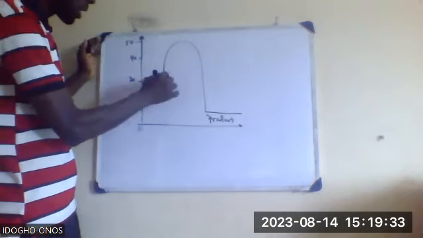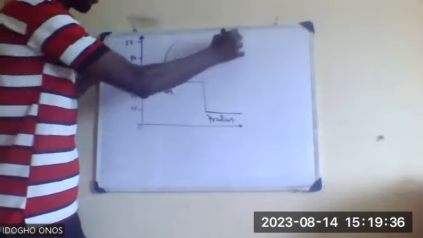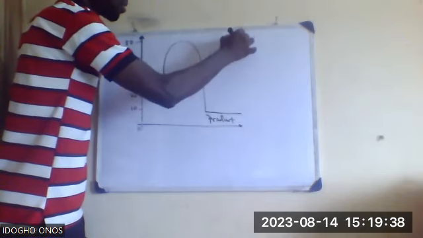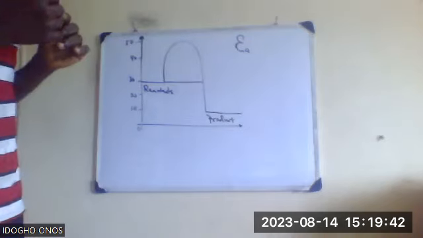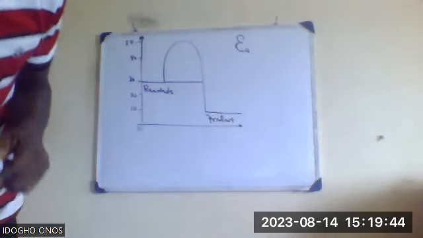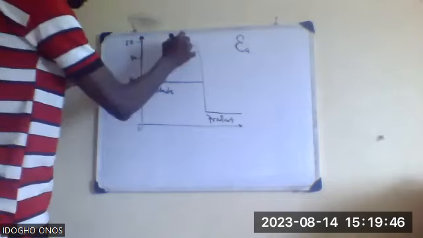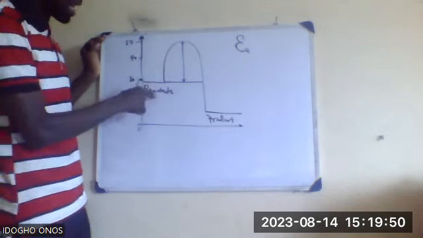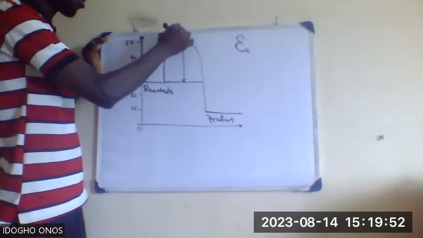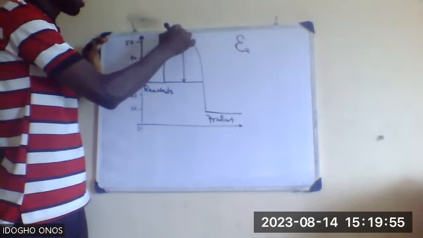So, how do we calculate activation energy? The symbol for activation energy is EA. If you are writing, you can put this one somewhere. That's the symbol for activation energy, EA. EA is calculated like this, from here to here. That is the distance from the reactant to the top here, which is called the transition state or activated complex.